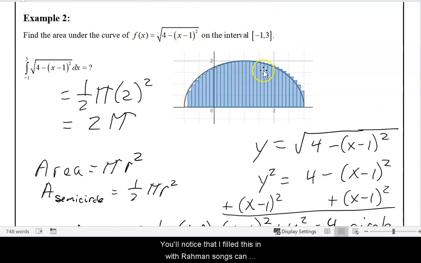You'll notice that I filled this in with Riemann sums. Can you see which Riemann sum it is?